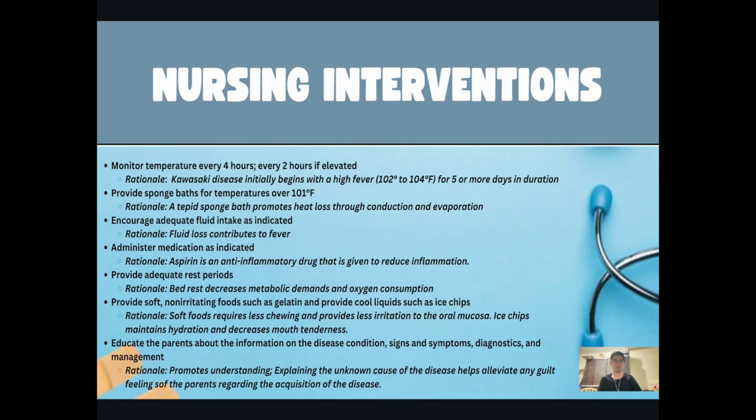Next is to provide soft, non-irritating foods such as gelatin or jello, and provide cool liquids such as ice chips. Soft foods require less chewing and provide less irritation to the oral mucosa. Ice chips maintain hydration and decrease mouth tenderness.